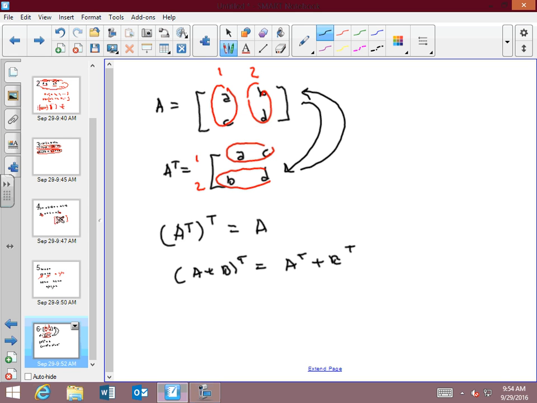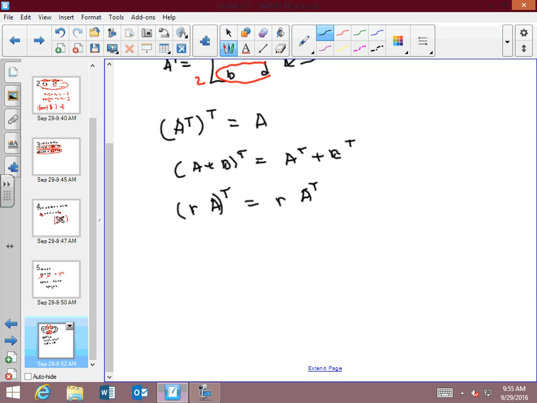And the next one is what you would think would work. If you go (RA) transpose, when you have this thing, then you could factor out your scalar and do R times A transpose. And those are going to be equal. Because it doesn't make any difference whether you multiply the scalar times the matrix and then transpose the rows and columns, or if you transpose the rows and columns and then multiply by the scalar. It's fairly intuitive.